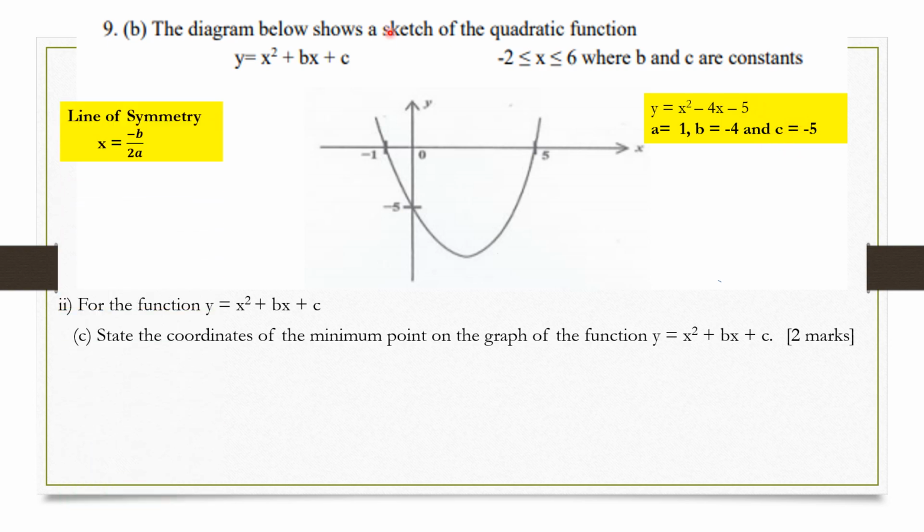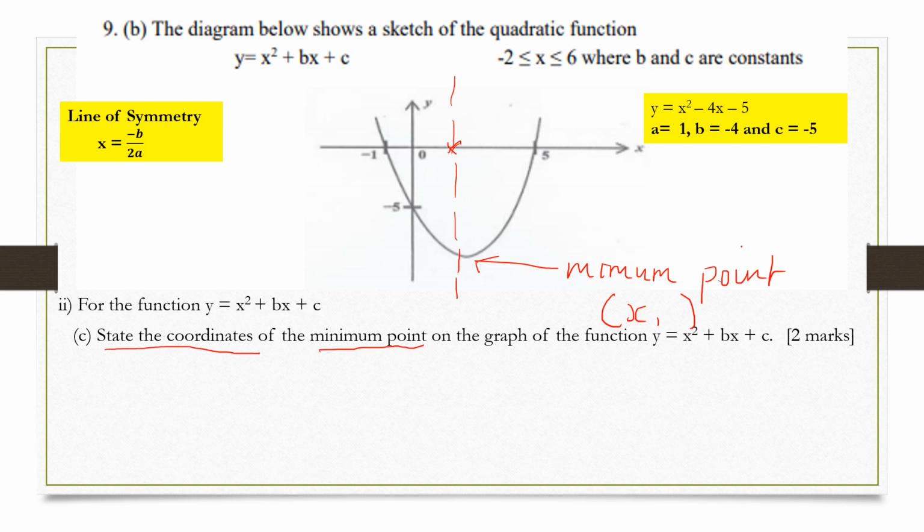Another thing to know is to find the line of symmetry, which is this line here. These parabolas are symmetrical. This will give us the x value here, because remember the minimum point is this point here. Minimum. So the line of symmetry is going to give us the x coordinate. But remember, they're asking you to state the coordinates, not only the x value, but coordinates. So let's work out the x value here.